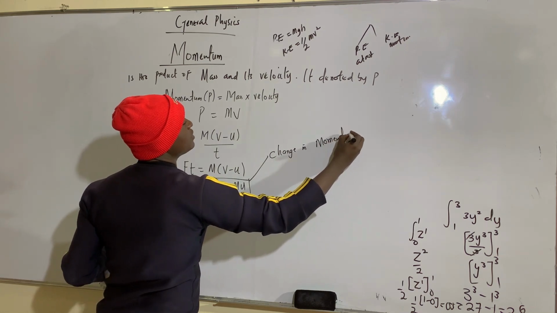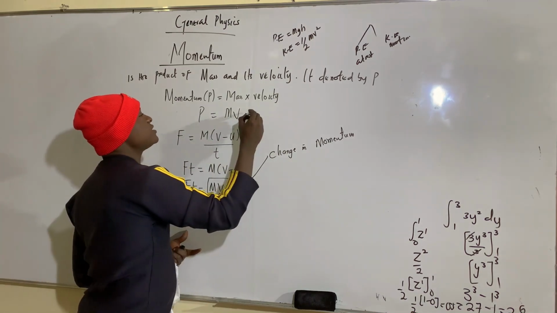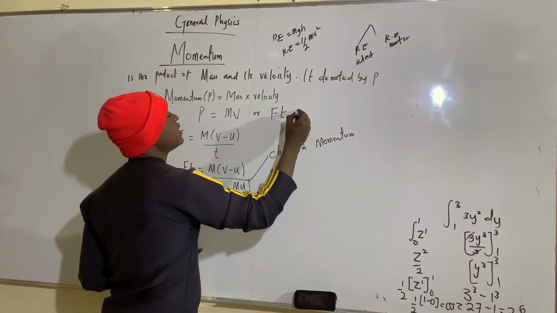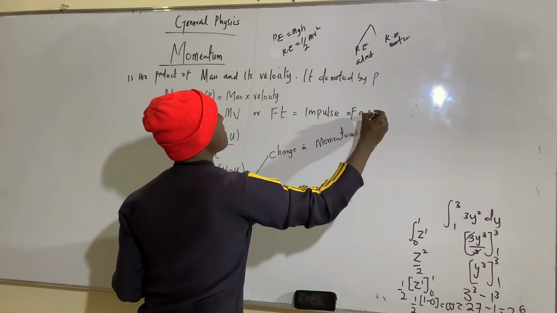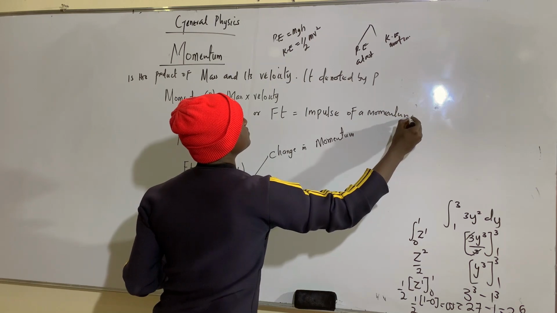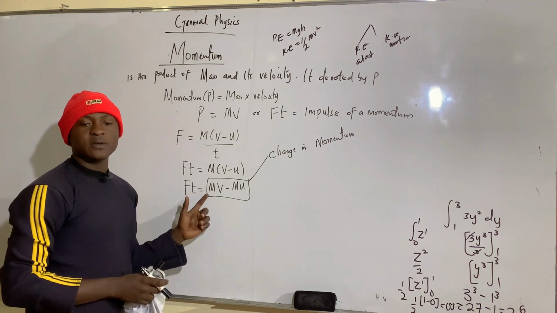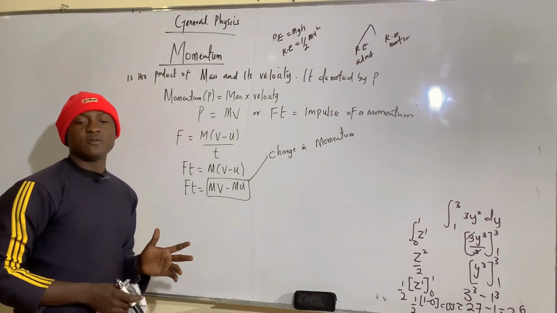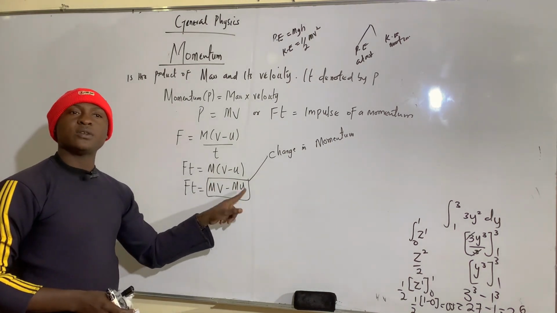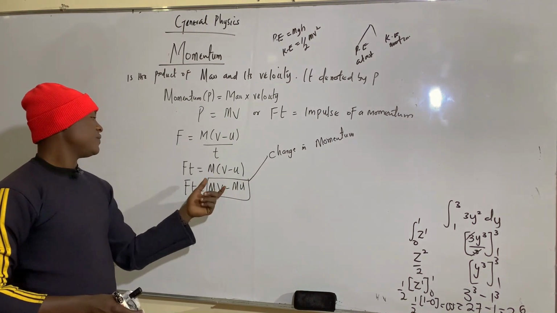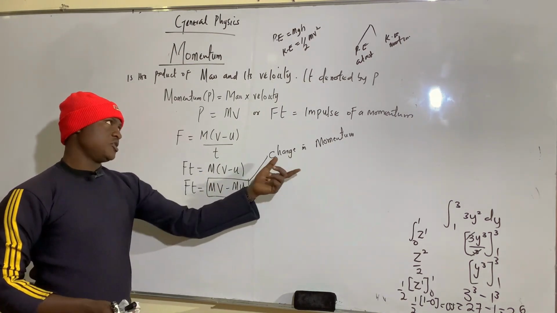So it depends on the problem. If you are asked to find the momentum, and you are given force and time, you can just say the momentum is still Ft. And Ft in physics is what we call the impulse of a momentum. So if I'm solving a problem, I have to be careful with this. It depends on the approach of that particular problem. So we have Ft equal to m bracket of v minus u. If I open the bracket, m times v, we have mv, m times u, we have mu. So this one we call a change in momentum.